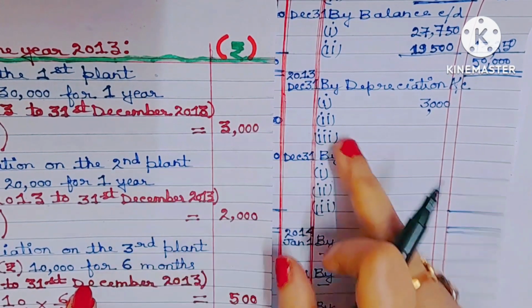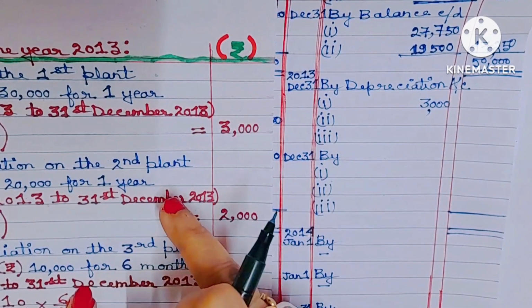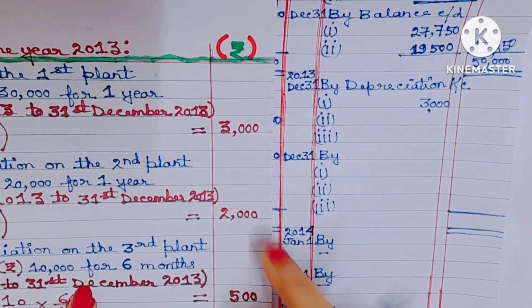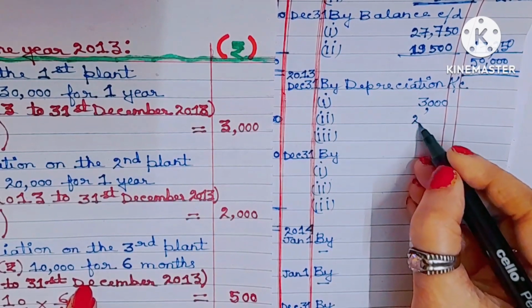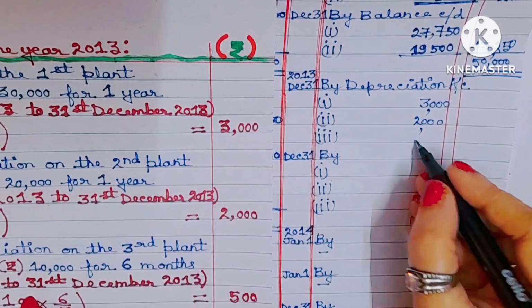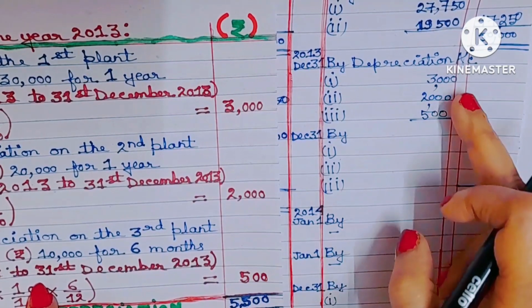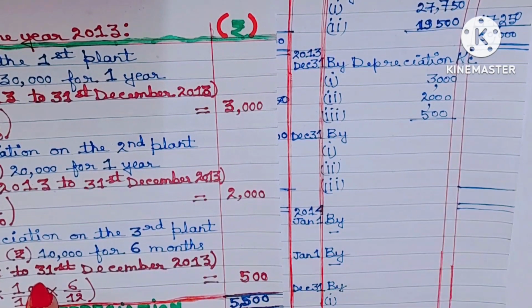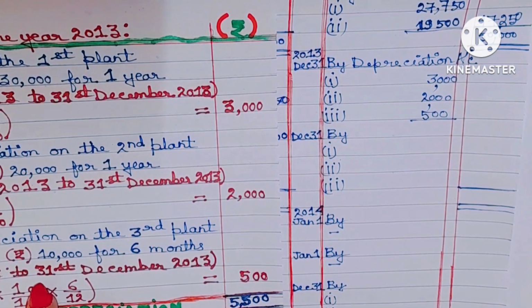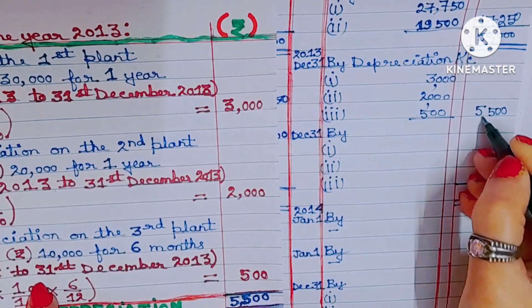So now number 2 means depreciation for the second plant. So depreciation on the second plant for the year 2013 is 2000. So we'll write 2000 here. Now depreciation on the third plant for the year 2013 is 500. So we'll write here. And if you add up these 3000 plus 2000 plus 500, we know the total depreciation is 5500. Understood? So we'll have to write in the column.